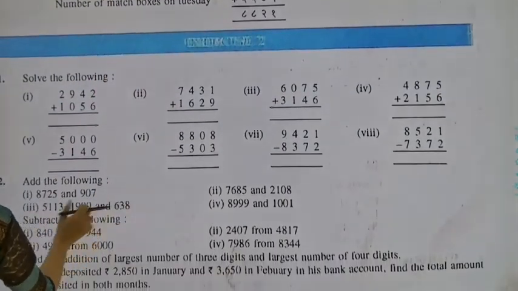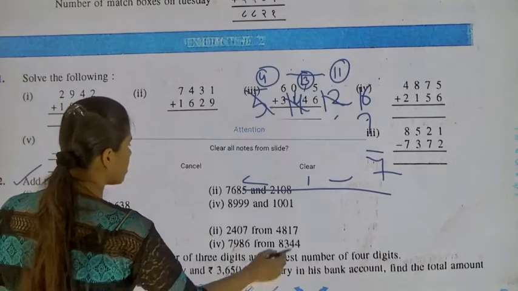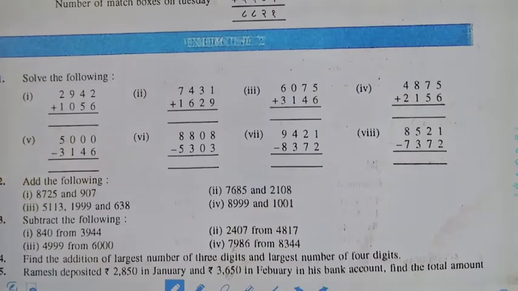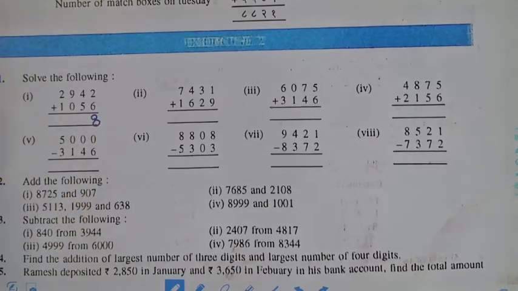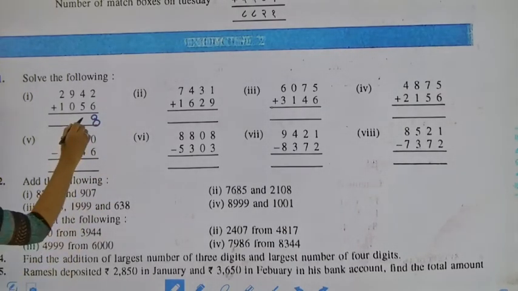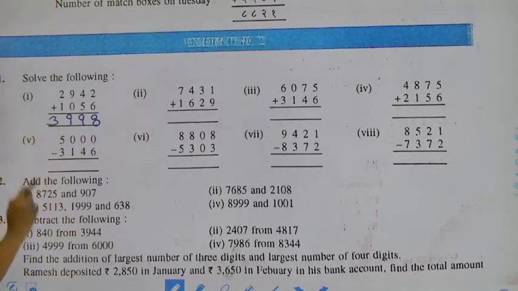Now move towards the exercise. That is exercise 2. We have to do addition. 2 plus 6, it will be 8. 4 plus 5, it will be 9. 9 plus 0, it will be 9. And 2 plus 1, it will be 3.